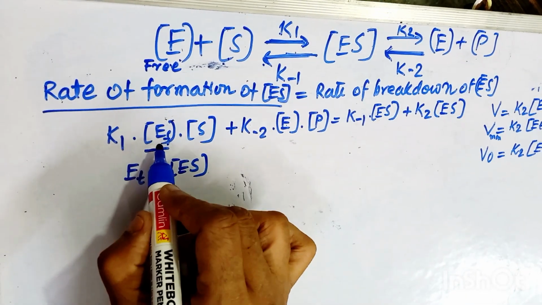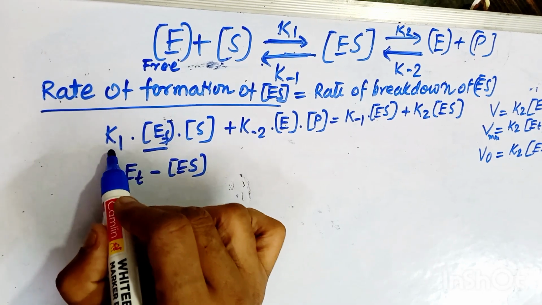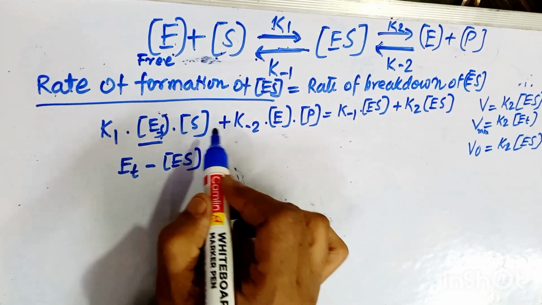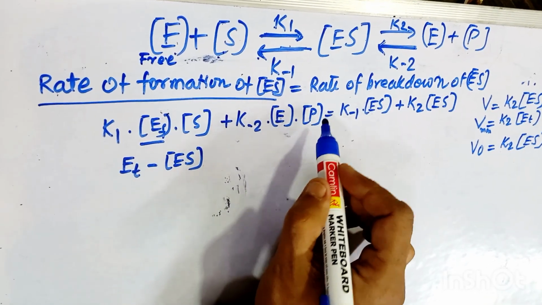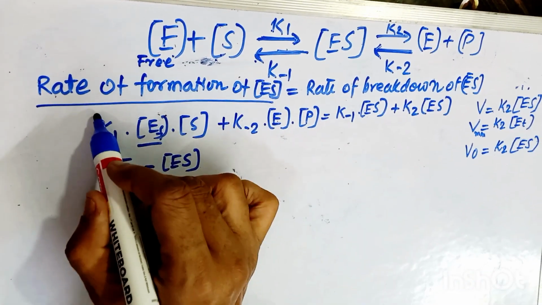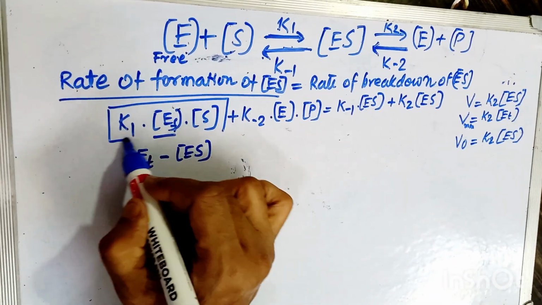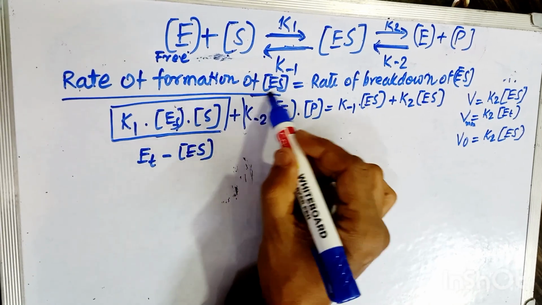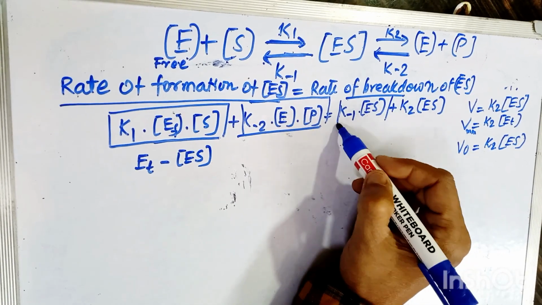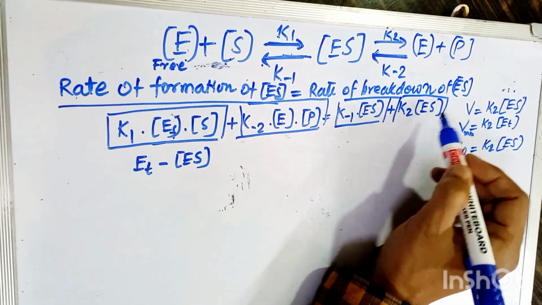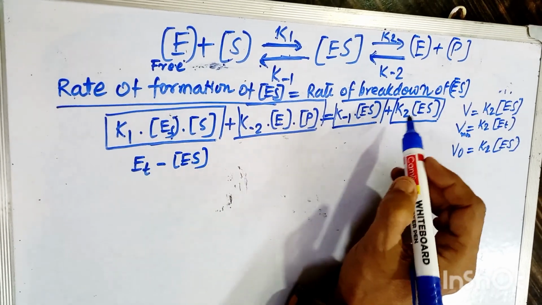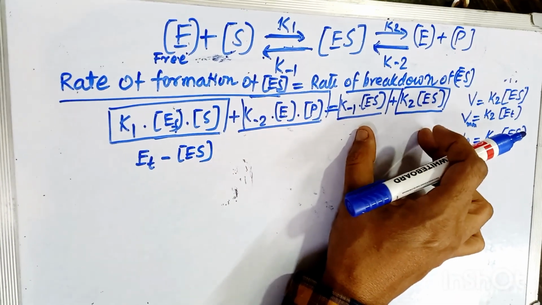So K1 into E into S is actually K1 into E, the free enzyme that is reacting, into S, plus K minus 2 into E into P, that is this reaction. This is the rate of formation. These are the expressions of formation, and these are the expressions for breakdown. So the rate of formation of ES is equal to the rate of breakdown by these two.